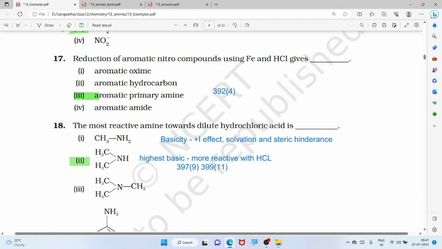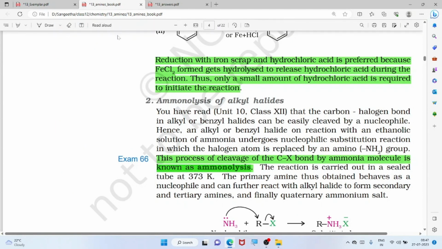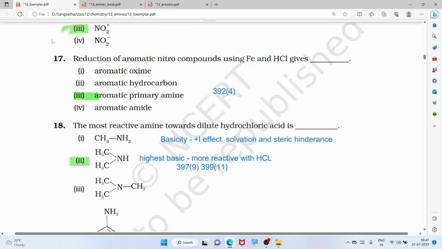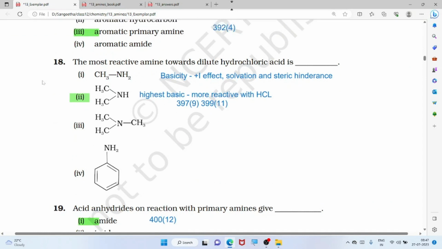Aromatic primary amine. This one, this is aromatic primary amine. The most reactive amine towards the dilute hydrochloric acid. Dilute hydrochloric acid is acidic, so more reactive means that should be more basic. Okay, this is more basic among these. So that is given in the book.